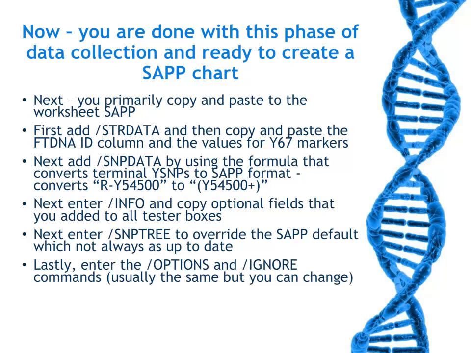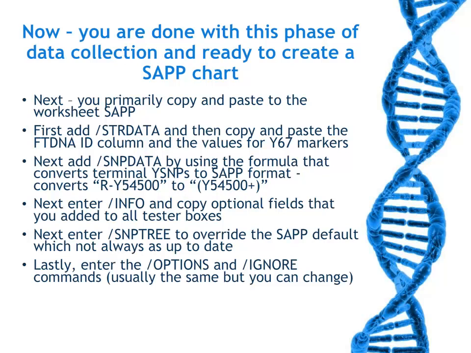Now, with SNP data, you have to convert the format a little bit because SAPP likes to have them in parentheses and a plus. And this is good because if you know it's Big Y tested, you can assume that all the sons are negative. So you can put the terminal SNP as the positive one, and then if you know it's Big Y tested, you can add two or three others of the sons and put negative. This really restricts SAPP from being able to predict further down, and so the more negative branches you put in, the more helpful. Then info is just optional fields that you want to show up in the tester boxes.